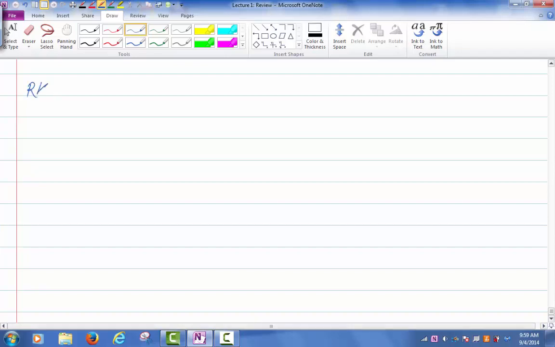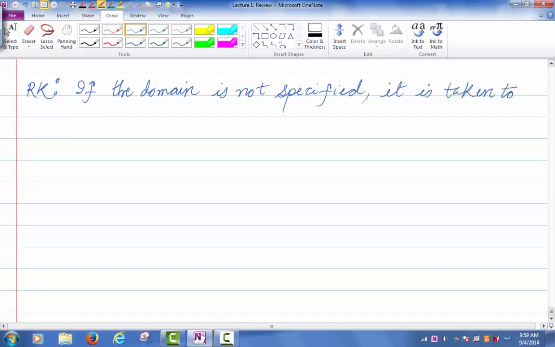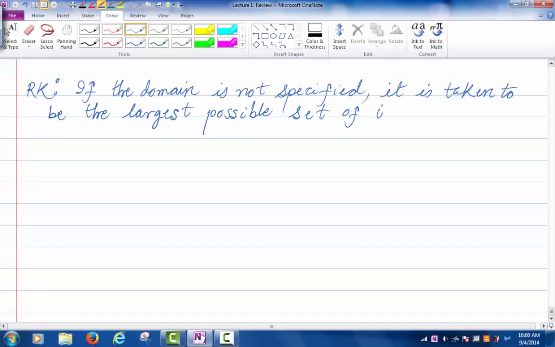So this is a remark. If the domain is not specified, it is taken to be the largest possible set of inputs.